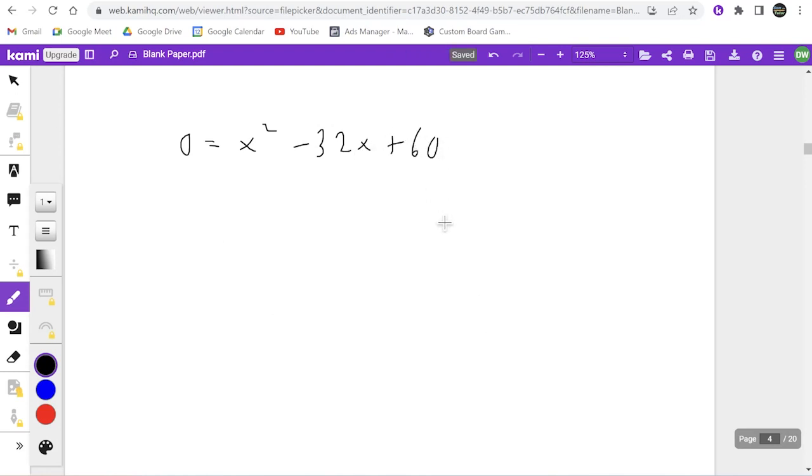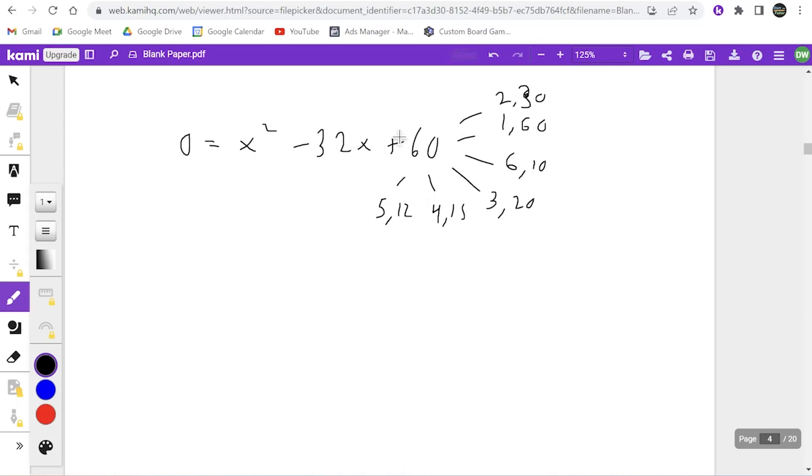Now this is the hardest one because there are a lot of factors for 60. For instance, you have 5 and 12, you have 4 and 15, you have 3 and 20, you have 6 and 10, you have 1 and 60, and you have 2 and 30. Now that's a lot. Can anyone tell me what the right factors are?